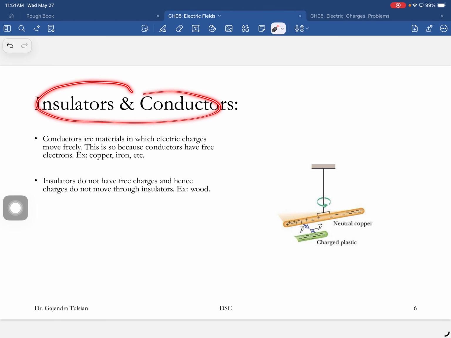Okay, what are insulators and conductors? Insulators.